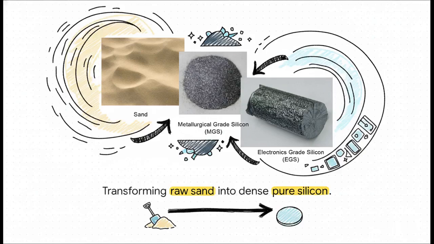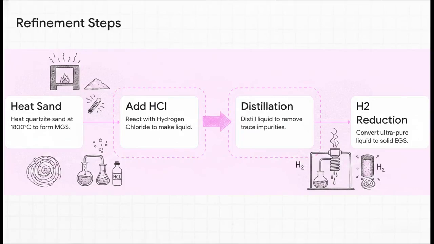It is wild to think that the same quartzite sand we walk on eventually becomes a highly refined, super dense cylinder of electronic-grade silicon. We start with raw silicon dioxide sand, process it into metallurgical-grade silicon, which is mostly used for things like aluminum alloys and silicones. But then that tiny fraction destined for semiconductors undergoes one more massive leap to become incredibly pure electronic-grade silicon. So how do we make that leap?